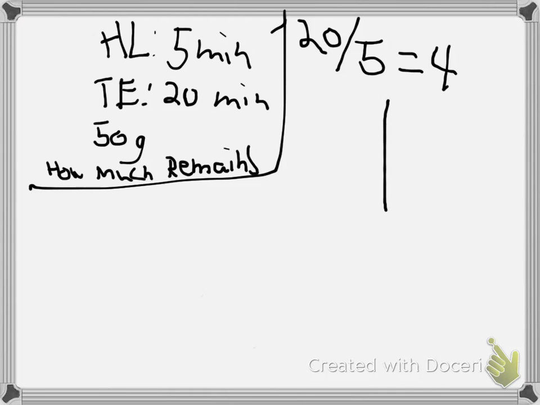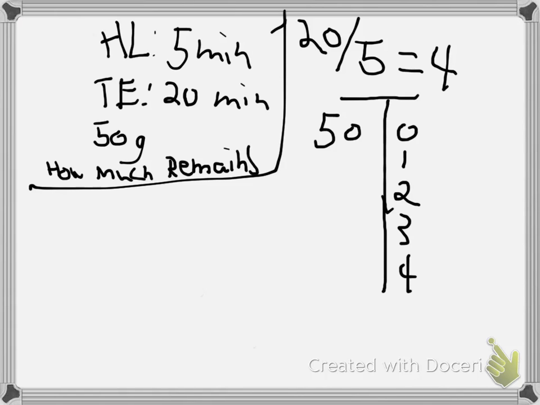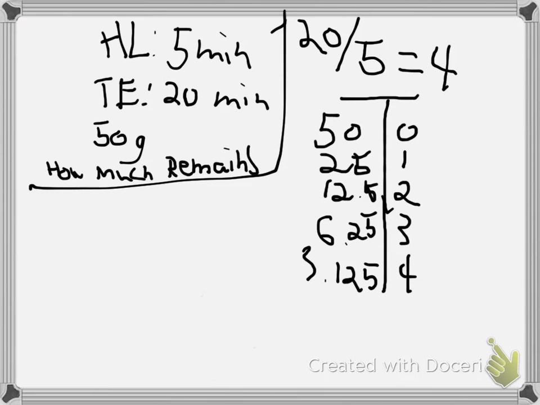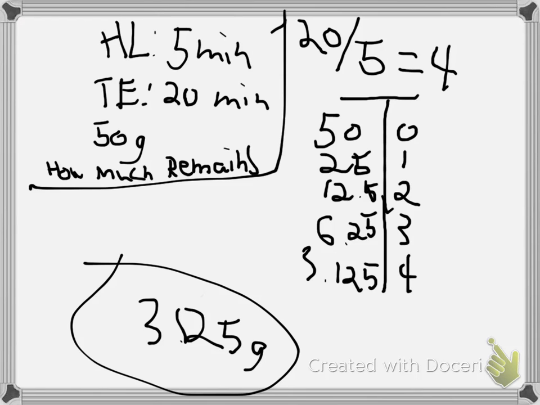So, if we know 4 half-lives occur, we could do a chart, and if we say 50 after no half-lives, and we want to figure out 1, 2, 3, and 4. So after one half-life, we halve 50, bringing us to 25. After 2, we're at 12.5, 3 is 6.25, and 4 finally is 3.125. Now the question is asking how much remains. So, the answer is, after 4 half-lives, 3.125 grams remain. Seems easy enough?